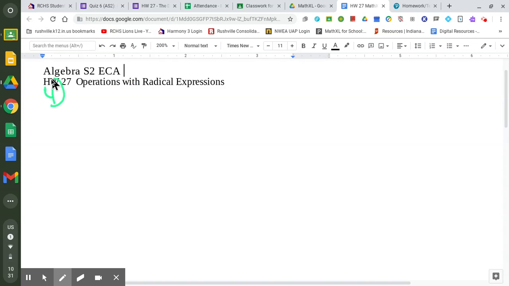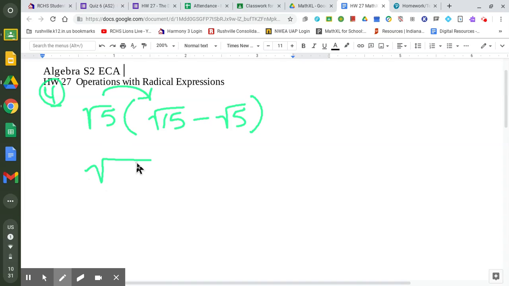Example 4. Again, similar to example 3. Square root of 5 times the square root of 15. So you may have to do 5 times 15 in your calculator, which is 75. Okay, square root of 75 minus square root of 25.